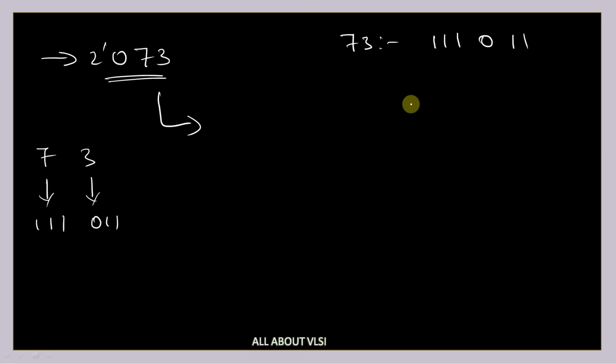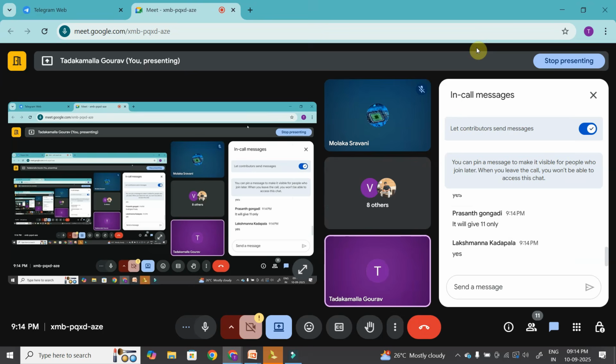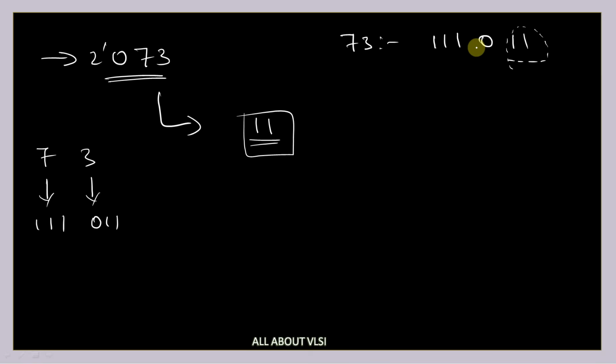But what is going to happen? The compiler is only going to consider the last 2 bits. So your value will be nothing but 11. That's it. If you are writing 2'o773, then only the last 2 bits will be considered. That's it. Is it clear? Exactly. It will give only 11. Okay, so you can try these things.